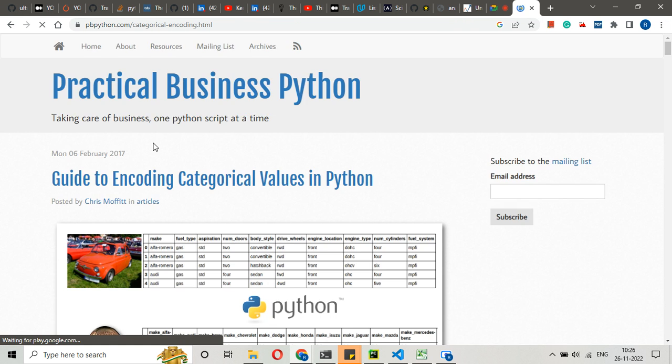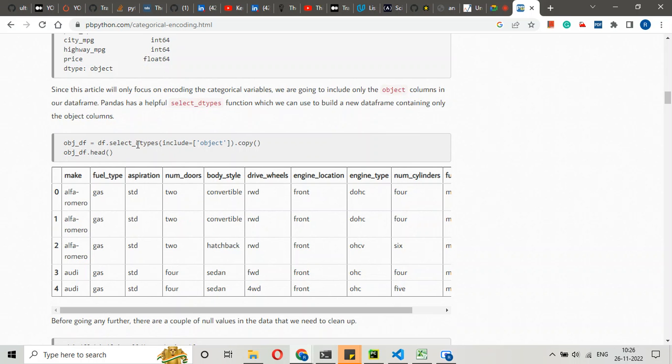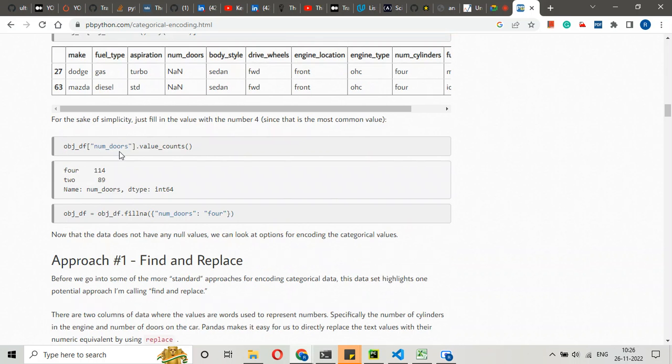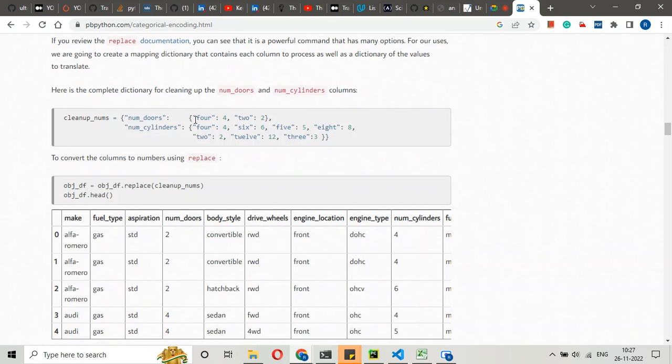So there is one method in Python that will do it in one shot. First you need to find what type of data it is. Then, like this, 4 is replaced by 4 numbers, 2 should be replaced by 2, and so on. Here you can use this cleanup. First create the dictionary, then use the replace function to replace it.